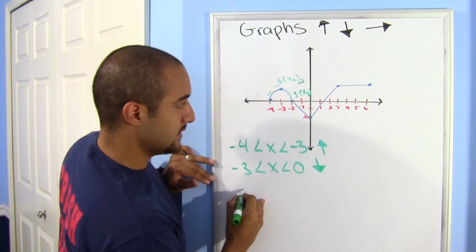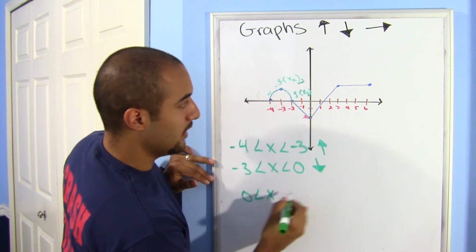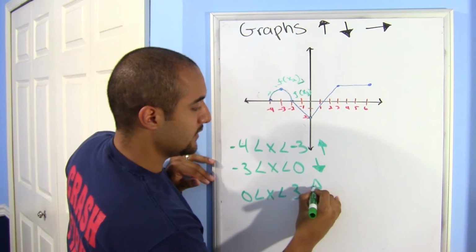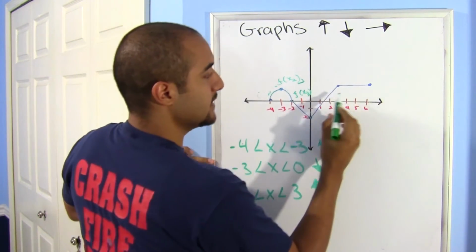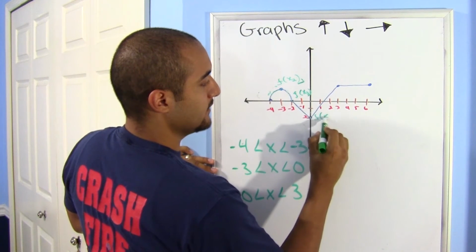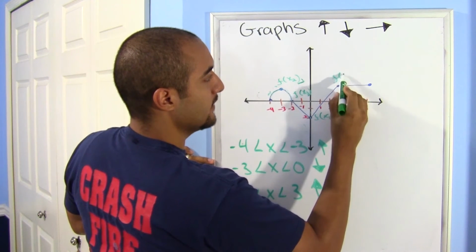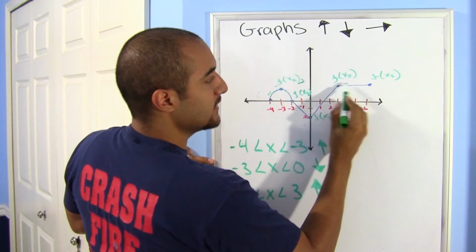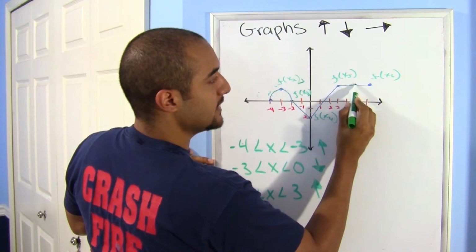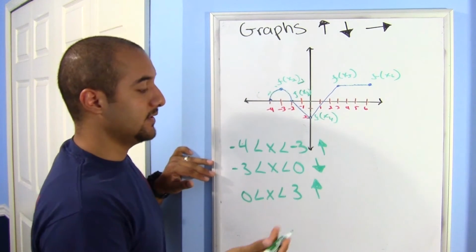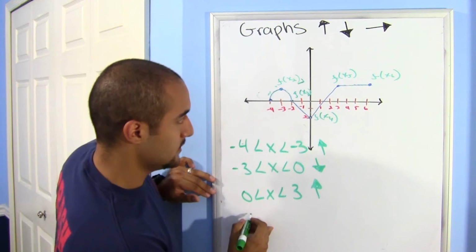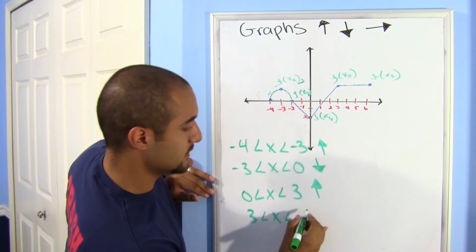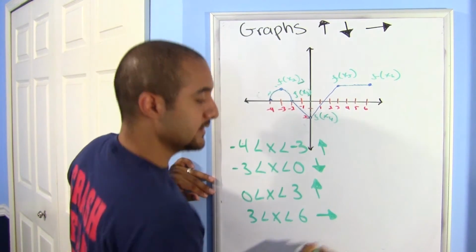Notice that it increases again from 0 all the way to 3, and then it stays constant because let's say this is f of x4, f of x5, and f of x6. Notice that these, and everything in between, are the same. So that means that everything there is constant. So we say from 3 all the way to 6, it is constant.